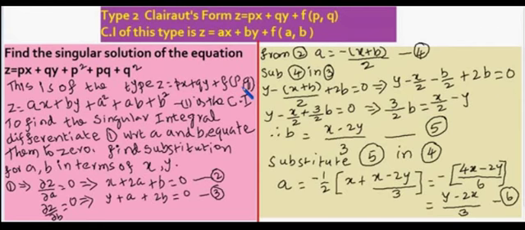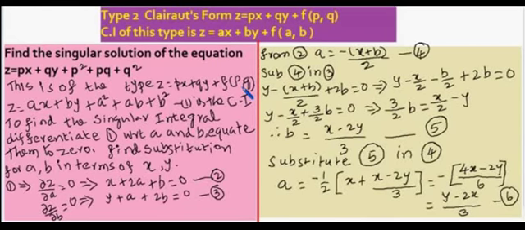Rewrite equation number 1 from the previous page. z is equal to ax plus by plus a squared plus ab plus b squared. In this equation number 1, substitute 5 and 6. z is equal to, first term is ax. For a you can substitute y minus 2x by 3 into x. Second term is by. For b you can substitute x minus 2y by 3 into y.